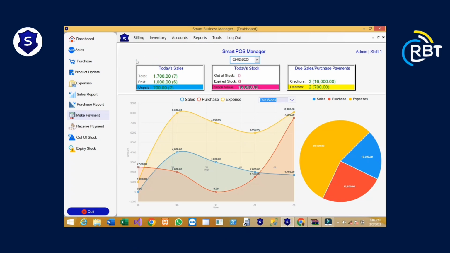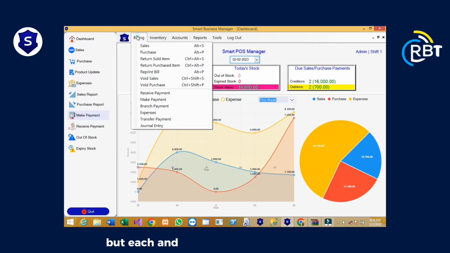So the software is very easy. You can see all the dashboard. Everything you see here is already here, but these are the most frequently used tools that you need. That's why I put them here on the left-hand side as a shortcut. Each and every one, this is billing. This has to do with all your sales, your returns, your reprints, your voids, how you make your payment, how you transfer payment, and all that.